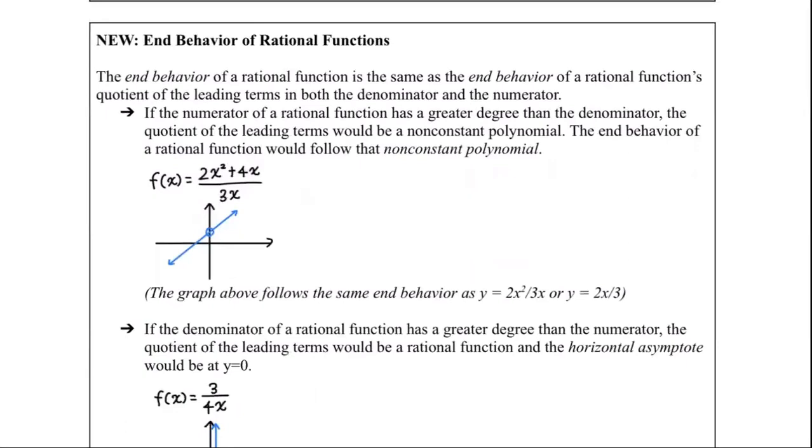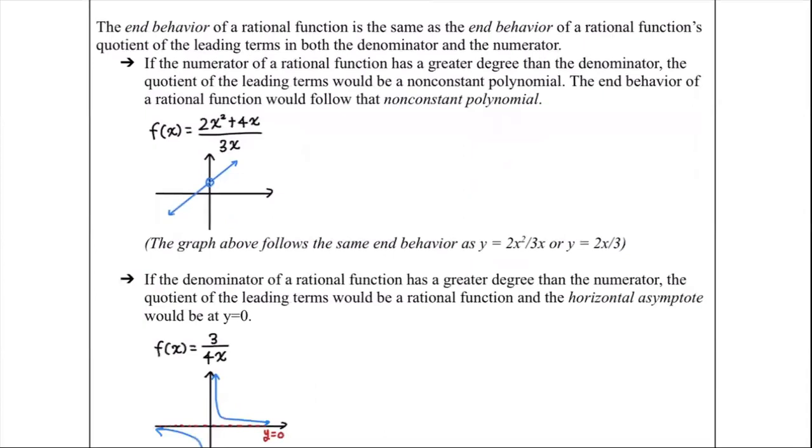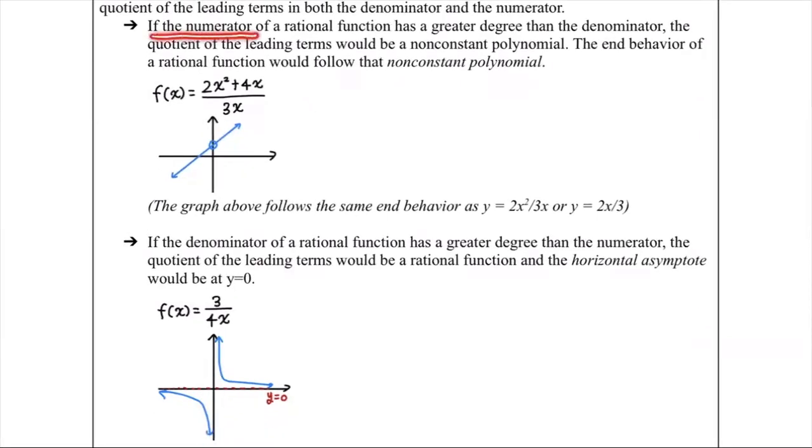So the end behavior of a rational function is the same as the end behavior of the quotient of the leading terms in both the denominator and the numerator. This may be complicated, so I'll be showing you different examples and demonstrate how end behaviors might differ in different situations. So if the numerator of the rational function has a greater degree than the denominator, meaning that in this example, the numerator has a degree of 2. However, the denominator has a degree of 1.